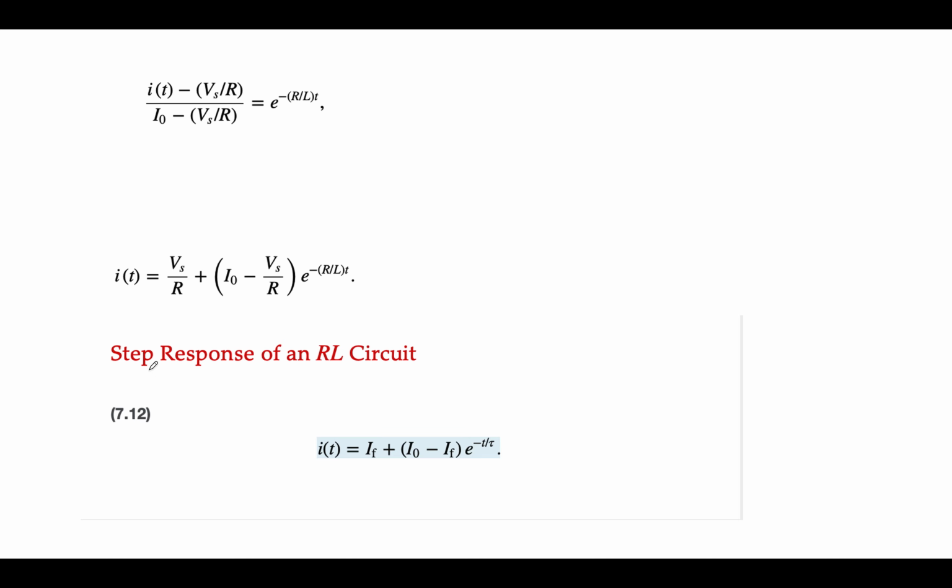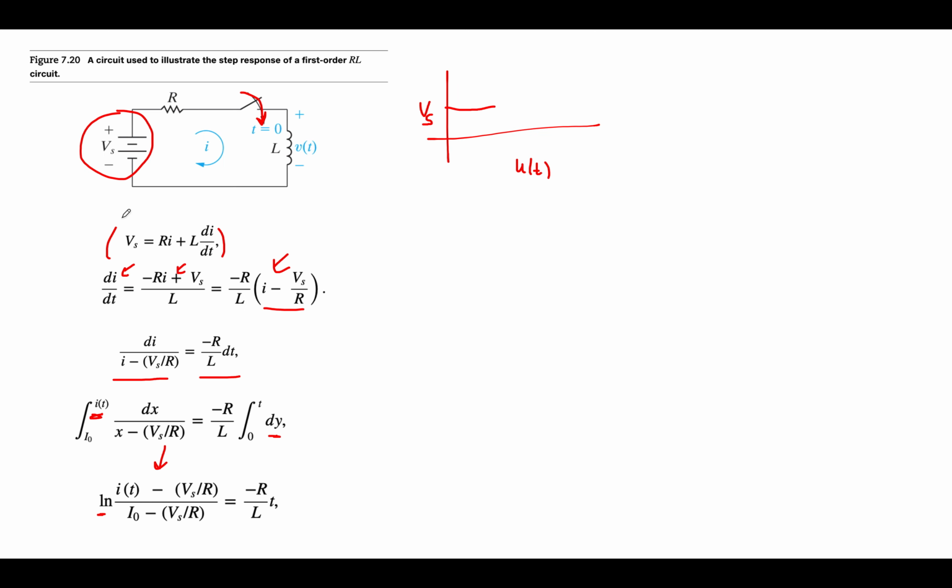So when we do that, e to the natural log of x is equal to x. So on the left-hand side, we get this expression for I of t, and on the right-hand side, we get a function of time. And then solving for I of t, which is actually what we want, we end up with this expression, where V of s is our source voltage.